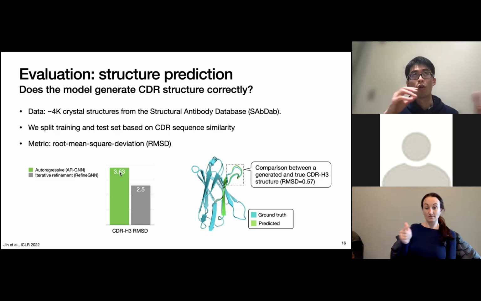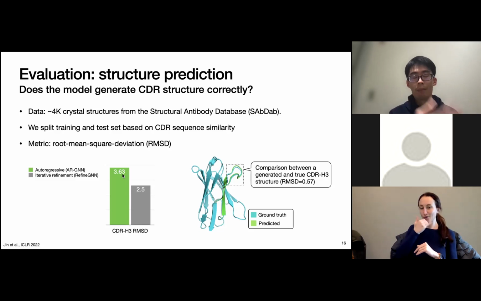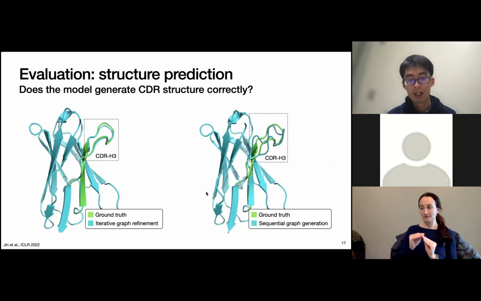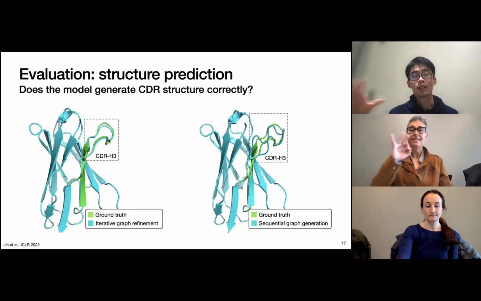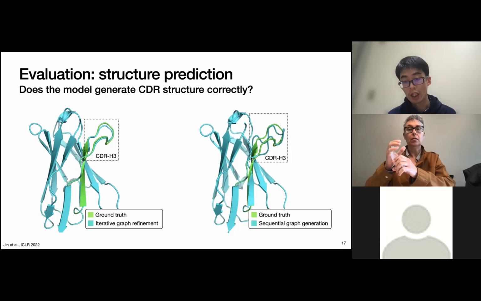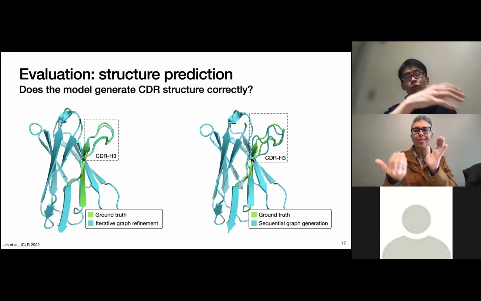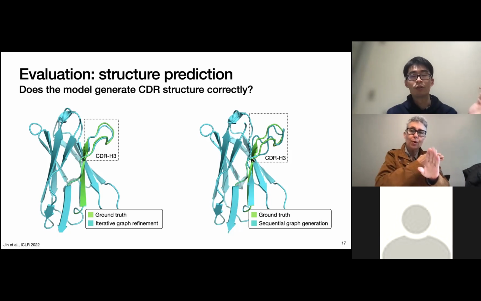So it does not do this global update, which means you cannot correct the error that you made in the past. So this model performs much worse than the model based on iterative refinement. And you can see here, if I do not use this iterative refinement idea, but rather predict one distance and then just fix it and move on, the model will actually generate some weird shape if you don't allow the previous residue coordinates to be updated after you generate a new residue.